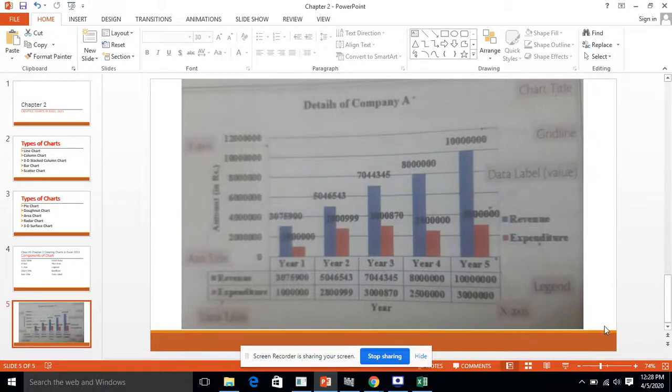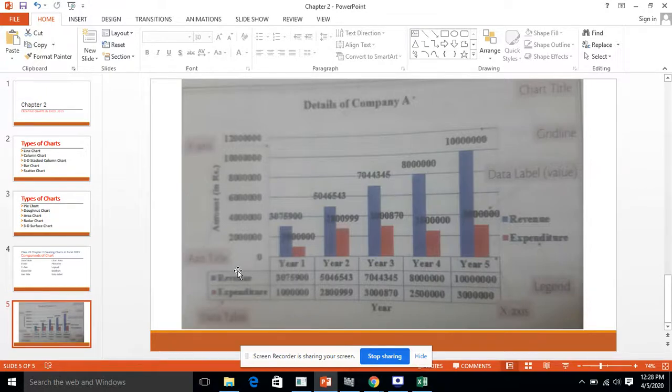Then x-axis and y-axis. This is called x-axis. This line which is basically a horizontal line, and this line which is a vertical line. This is called y-axis. You can see over here. Now this is basically the title given to the y-axis. This is called axis title. We can also give the title to the x-axis even. So these are called axis titles.